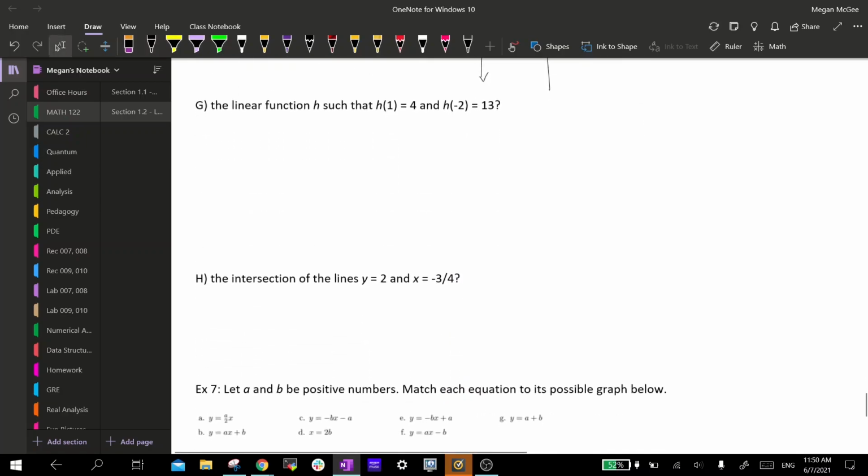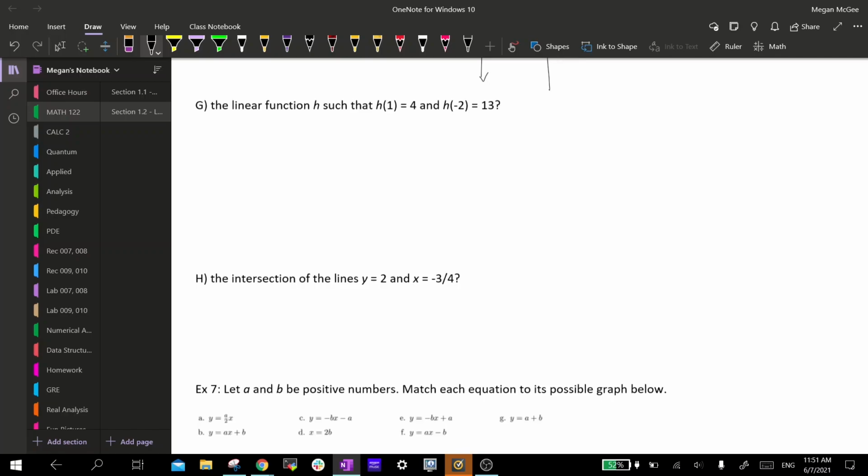Alright, so part G is we want to know the linear function h such that h of 1 is 4 and h of negative 2 is 13. So how are we going to go about this exactly? We need some points, don't we? How are we going to find some points based on what we are given? Well, if we think back to our first lecture, what is a function? We talked about input and output. Input is normally x, output is normally y.